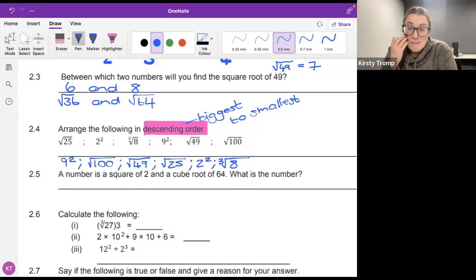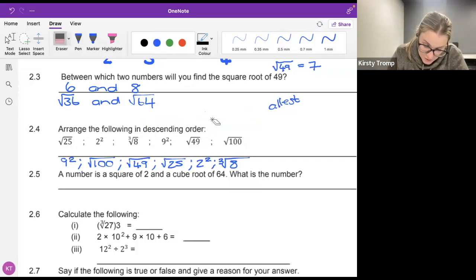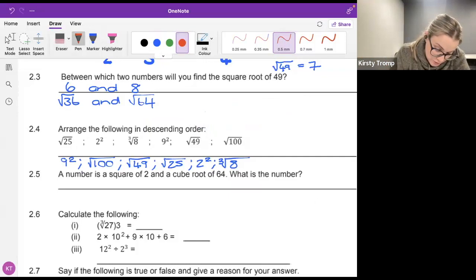All right, so he is absolutely correct. How did he get there? Let's go have a look how he actually got there. So what I would have done to get there is I would have said to myself, let's sort out what these numbers actually mean. So the square root of 25 is 5, 2 squared is 4, the cube root of 8 is 2, 9 squared is 81, the square root of 49 is 7, and the square root of 100 is 10.